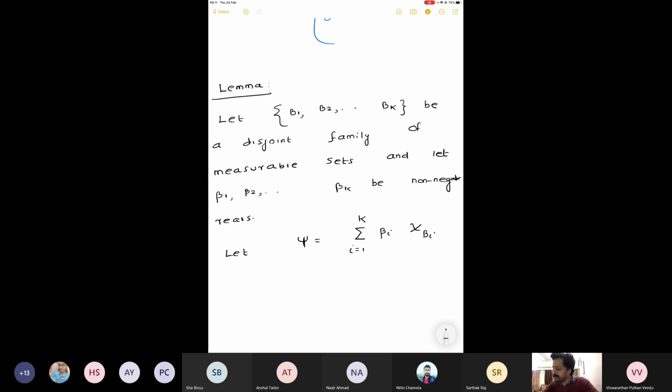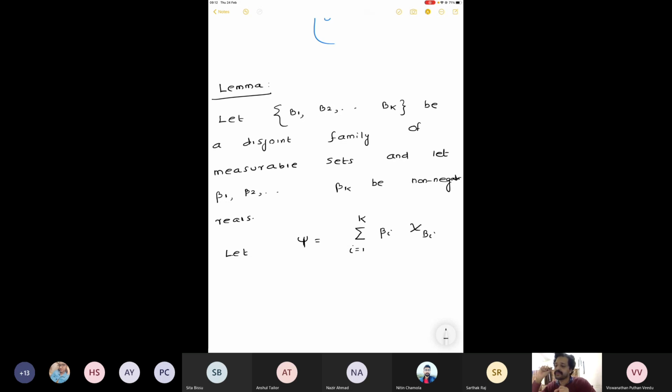Before writing the lemma, do you see that psi will be a simple function? Yes or no? Yes, sir. What does simple mean? It should be measurable and it takes only a finite number of values. The only values are beta 1, beta 2, etc., beta k. So this will be simple.